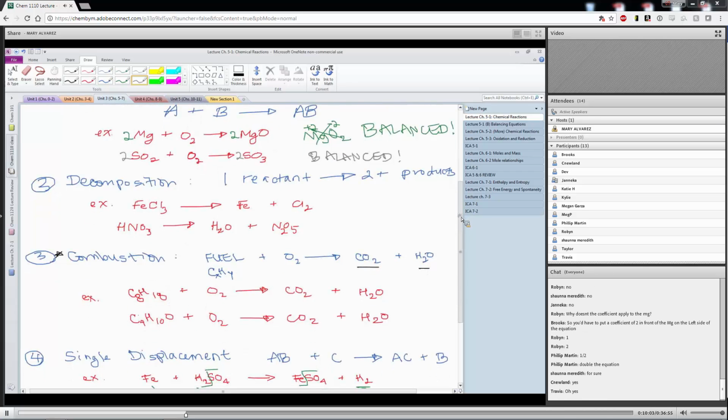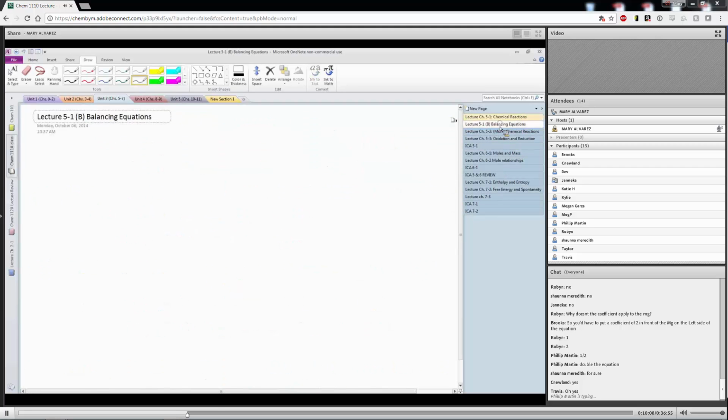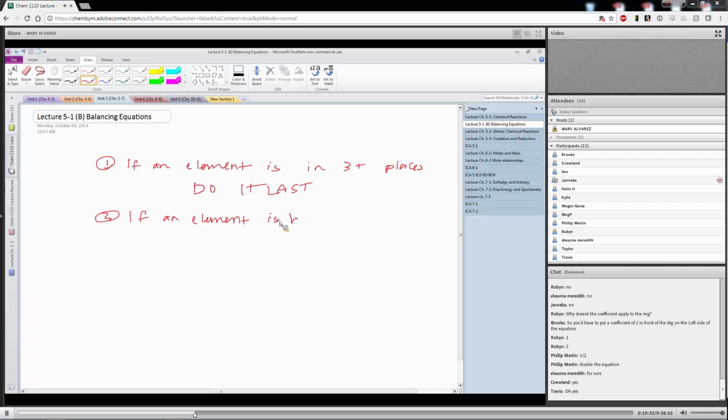For sure. Okay. Again, so tips number 1 and tips number 2. Let's see, what did we say? Number 1, if an element is in 3 or more places, do it last. Also, if an element is by itself, it helps to do it last too.